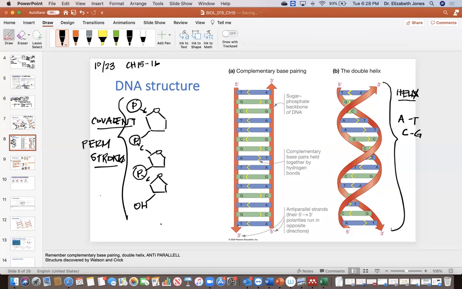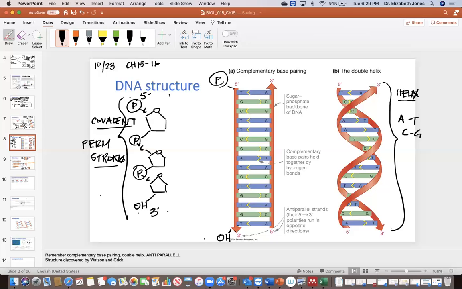Another thing to notice about our sugar phosphate backbone is that it's oriented with a phosphate group on one end and an OH group on the other. Remember that the phosphate group is attached to the 5' carbon on our sugar molecule, while our OH group is attached to the 3' carbon on a sugar molecule. So we would say that this particular sugar phosphate backbone goes from the 5' to the 3' direction, which is what we see here, 5' to 3'. You could think of this end as having a phosphate group, and this end as having an OH group.